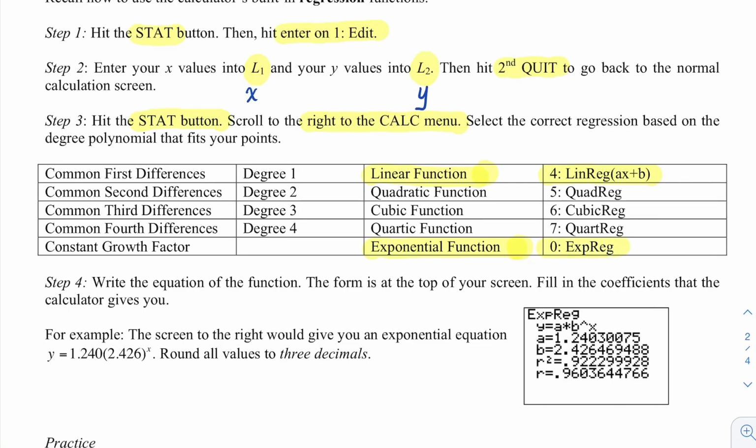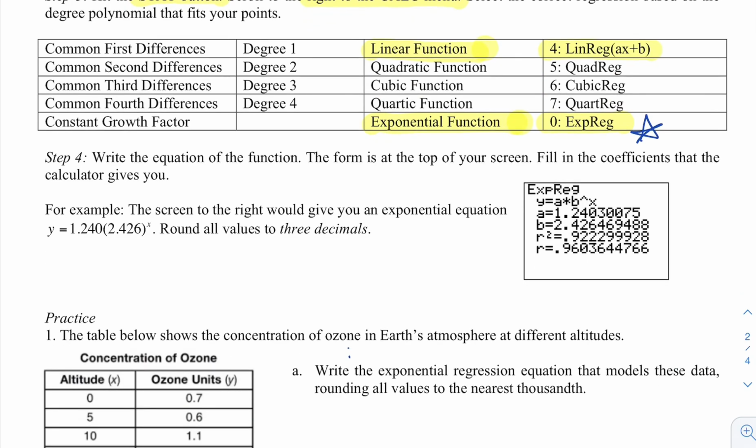Or if you scroll down further to 0, you can see exponential regression. That's what we're going to be using for today, exponential regression. Okay, so after you've hit 0 on ExpReg, you make sure it says L1, L2, and you hit enter and calculate, and you should end up seeing an output that looks something like this.